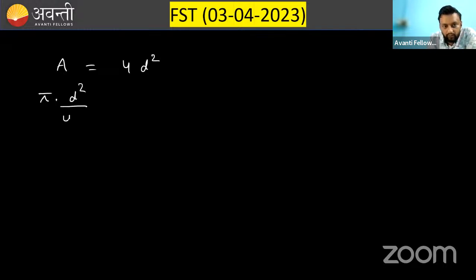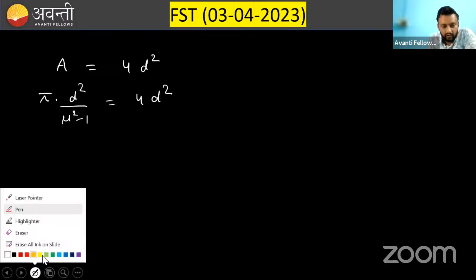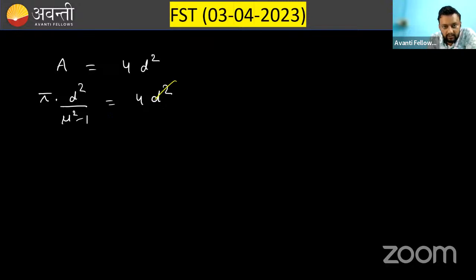d square over mu square minus 1 is equal to 4d square. The d square and d square will be cancelled. You can see that 4 times (mu square minus 1) is equal to pi. Clear?